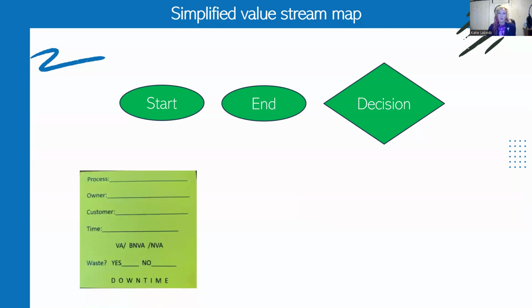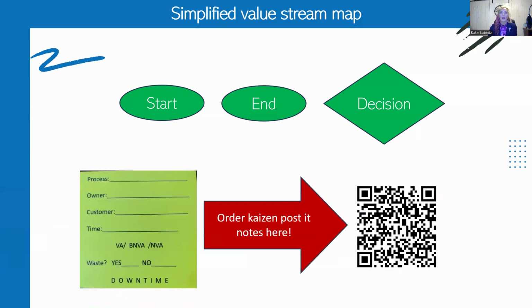I also use these pre-printed Post-it notes. We use one for each process step. Obviously it says process, and I write in the process. I write out who is the owner and who is the customer, how much time it takes. I circle which one of the values it is: value add, business non-value add, or non-value added. And whether or not there's waste. If there is, then we circle which kind or kinds: defects, overproduction, waiting, non-utilized talent, transportation, inventory, motion, and excess processing.